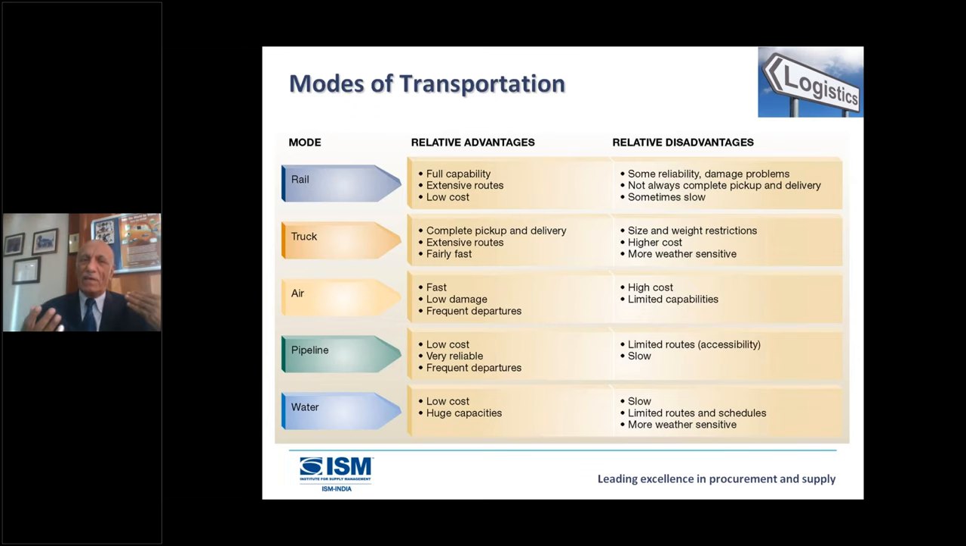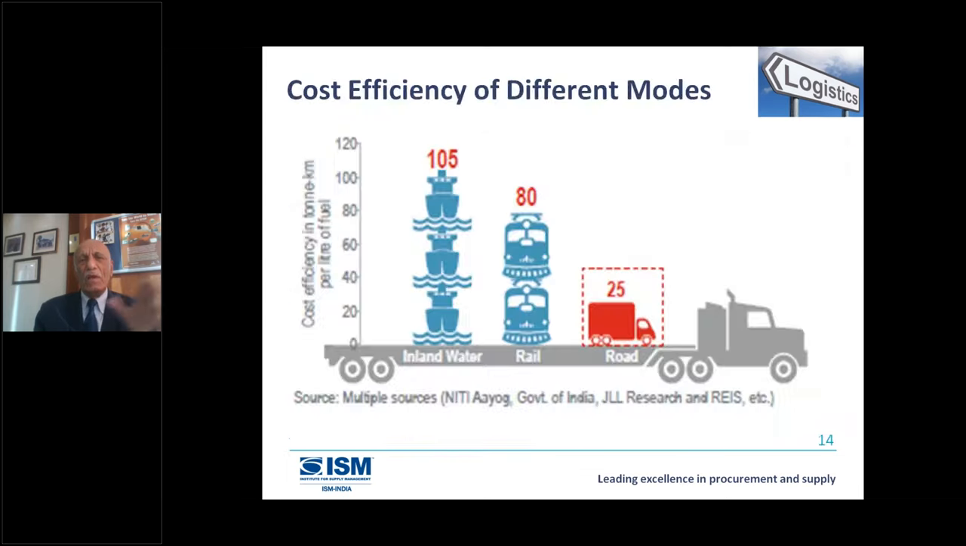Now between rail and truck, rail is the more economical one. For some items like bulk items, if I'm sending tons of steel from one city to another, or to a remote place, I can use rail, open on the top. Trucks are also there. So each one has its own relative advantages and disadvantages. I think this gives you a really good idea of the cost efficiency of different modes.